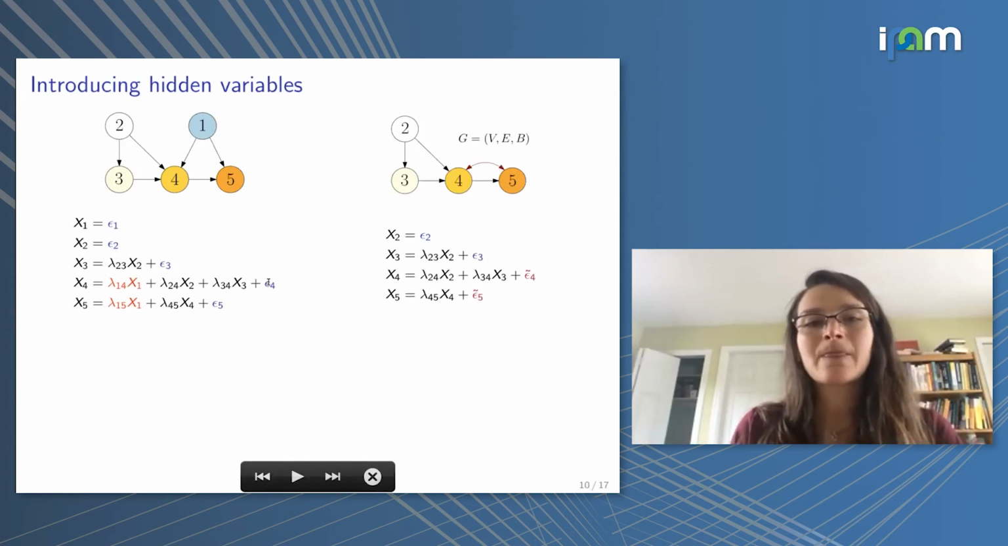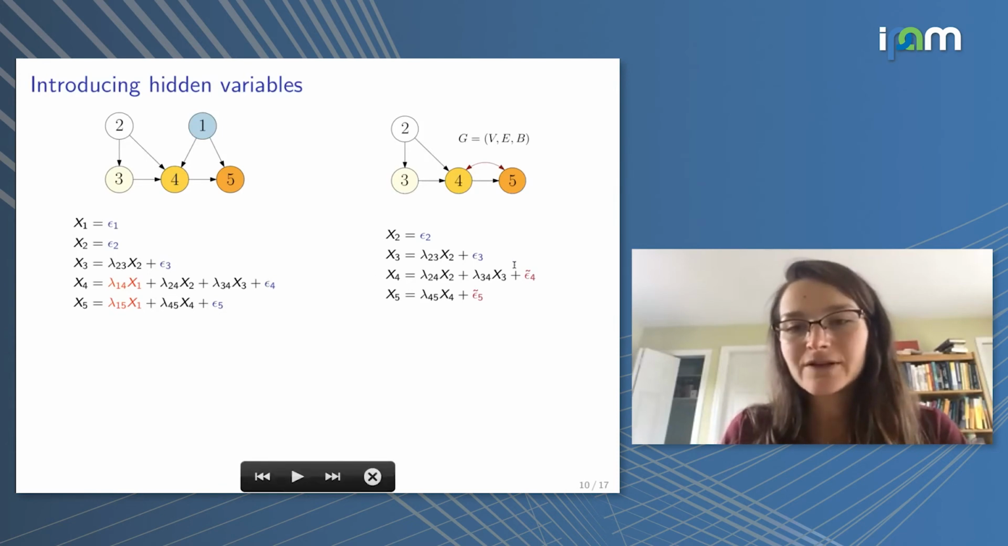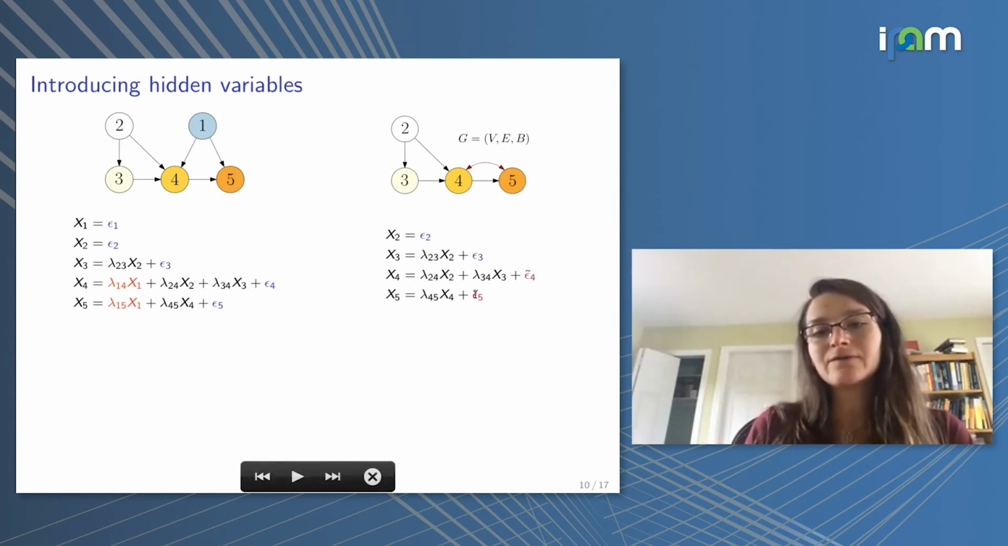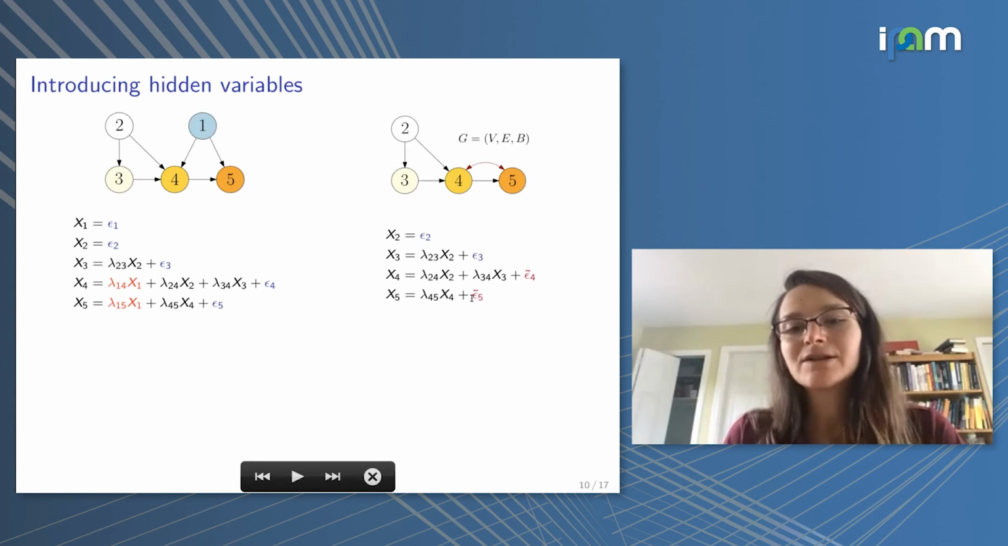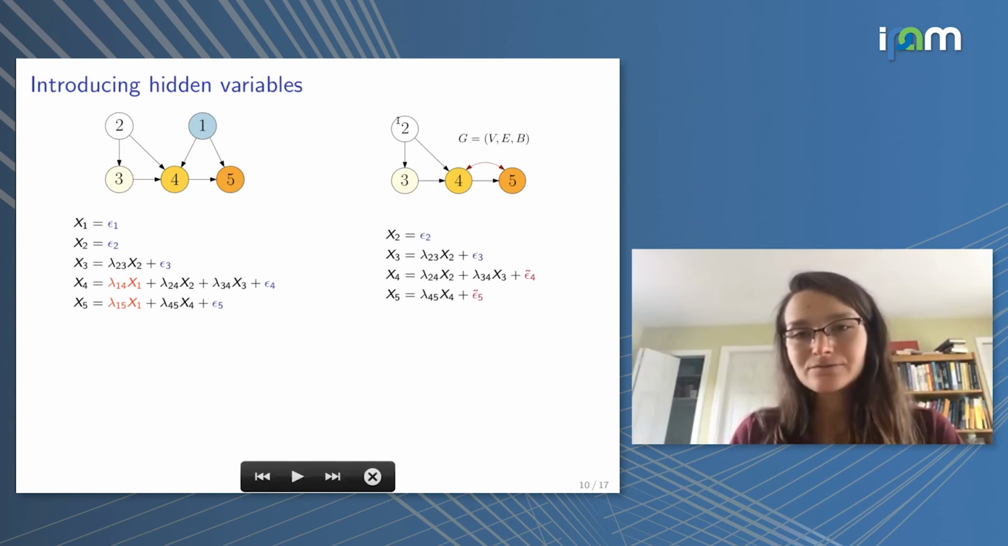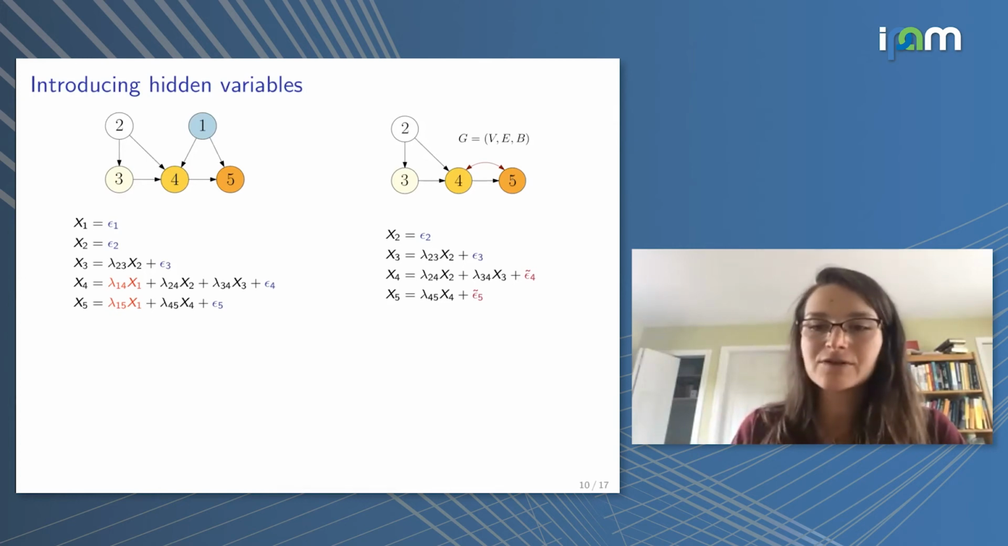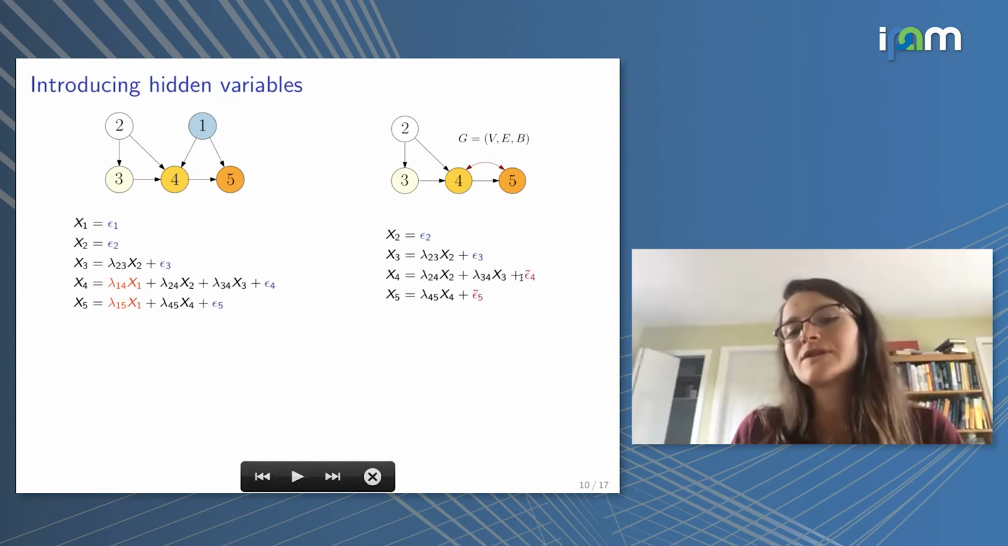Right, so now epsilon4 and epsilon5 are no longer independent noise terms. Now they are these epsilon4 tilde and epsilon5 tilde, and they're dependent. All right, and so we have a graph with 4 vertices, 2, 3, 4, and 5, and we still have these linear equations, but the only difference is that the noise terms are not always independent.